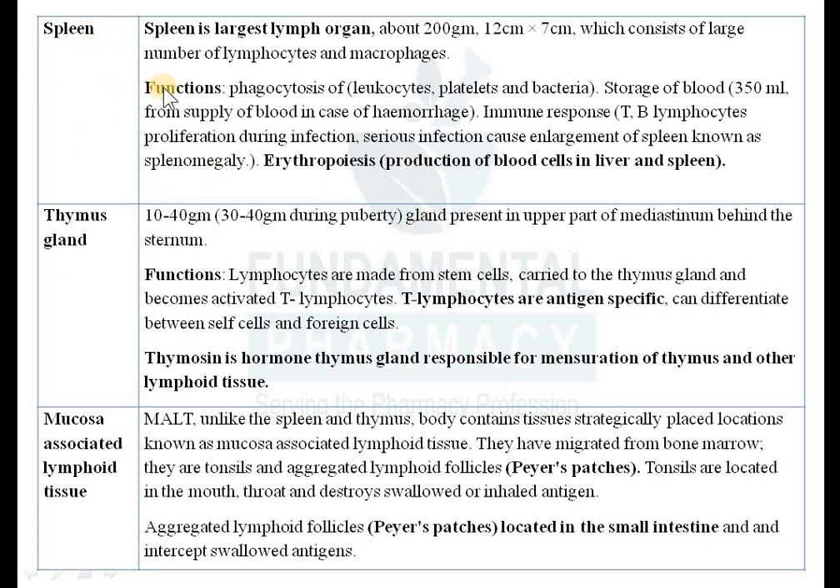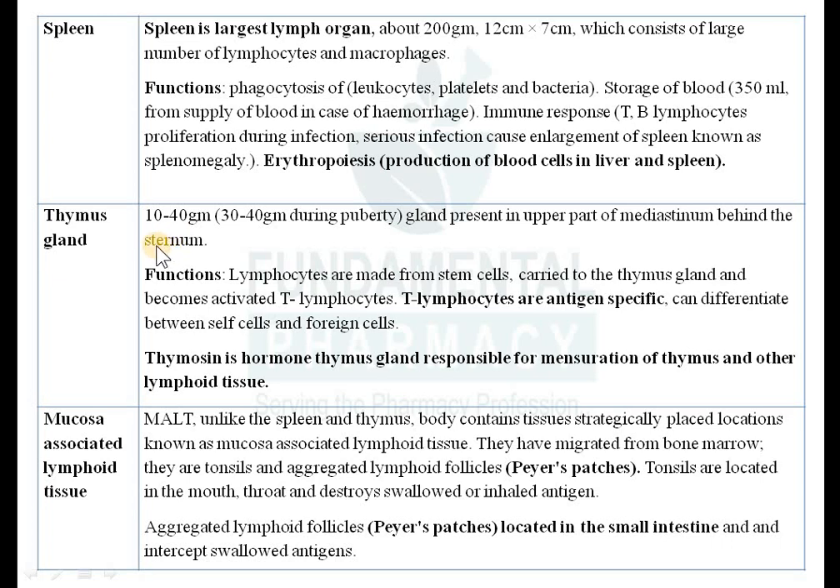Then it is involved in the defense mechanism, phagocytosis, and all that, immune response. Okay, so remember, spleen is the largest organ of the lymphatic system. It is very important. The next organ is the thymus gland. So it is around a 10 to 40 gram organ gland present just behind your sternum.